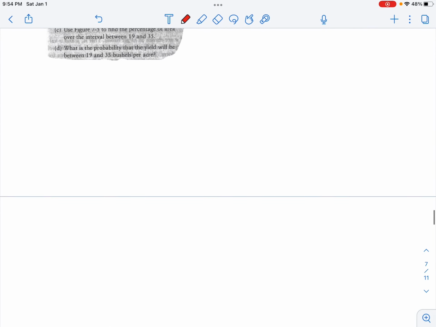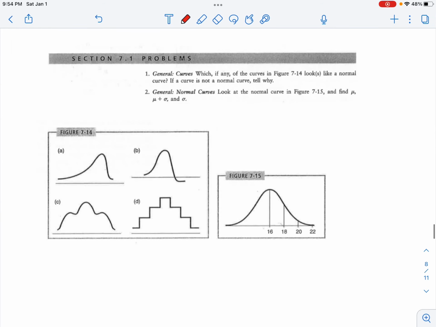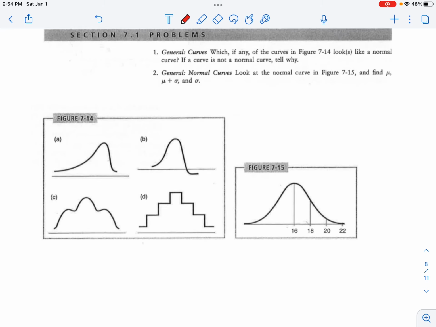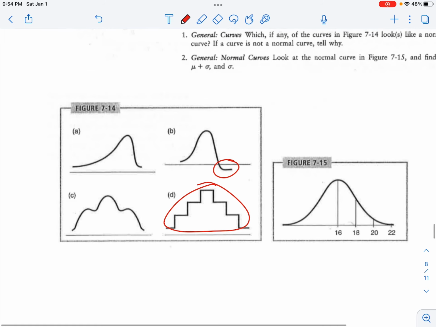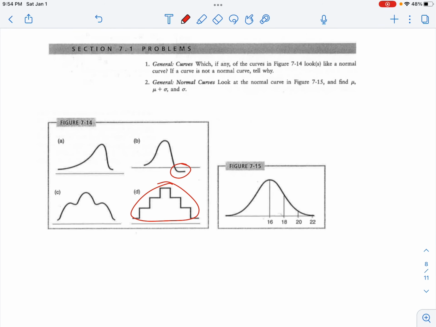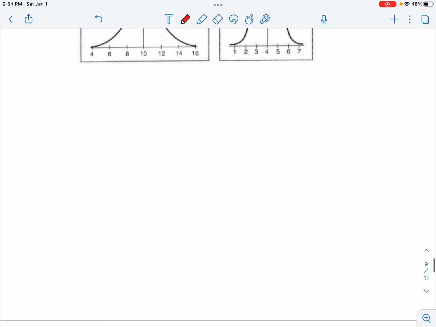All right, down here on slide number 8. Section 7.1 problems. This first slide is just detailing what a normal curve should and shouldn't look like. These are all not normal curves, right? Because they're either not symmetric, or they have multiple peaks, or they drop below the x-axis, or this is not even a curve at all. This one is just like steps, right? So it's important to know what a normal curve looks like, but more importantly in this lesson is the stuff with all the percentages.